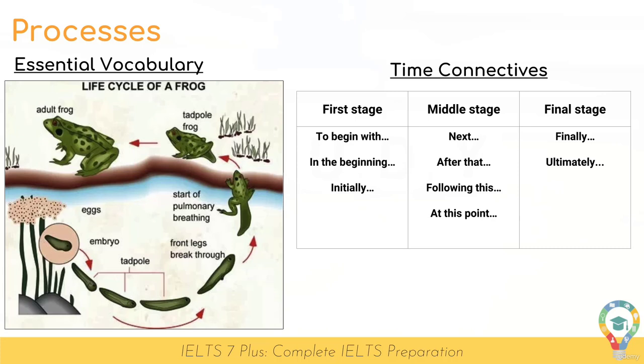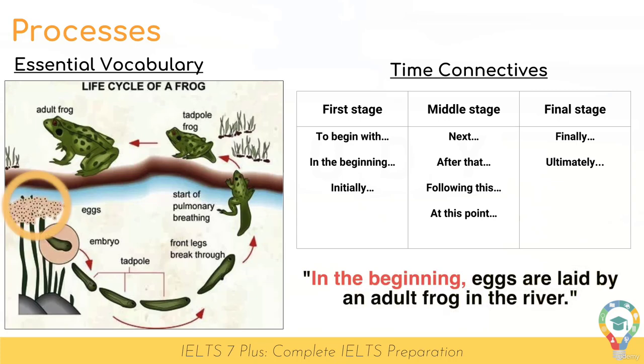You will only need to use one of the phrases from the first and final stages, but as there may be a few stages in the whole process, you might need to use a lot of the phrases in the middle stage column. Here are some examples using the time connectives to describe the life cycle of a frog.